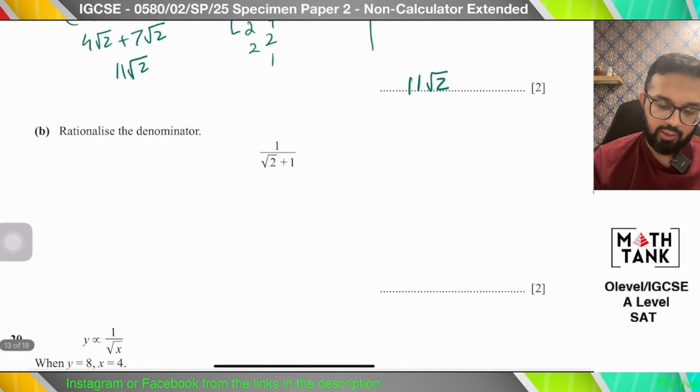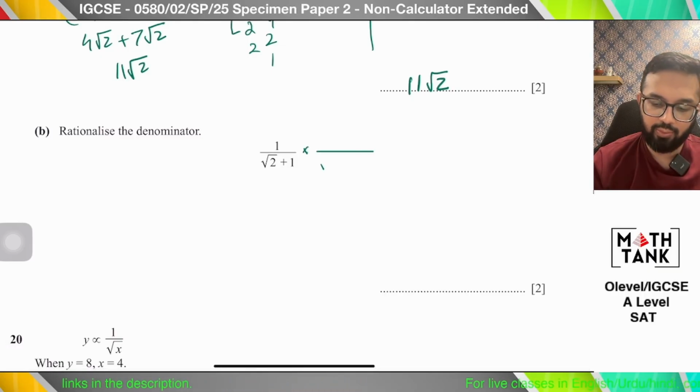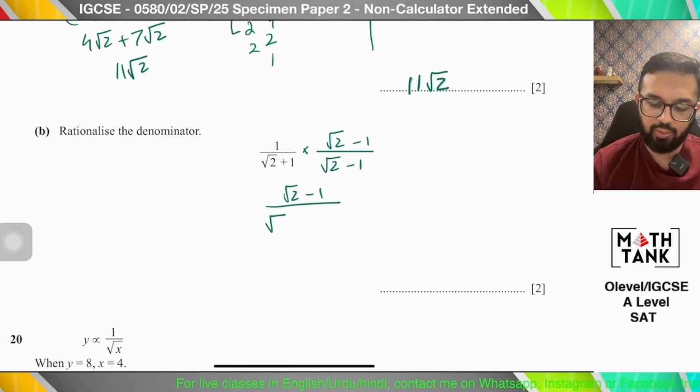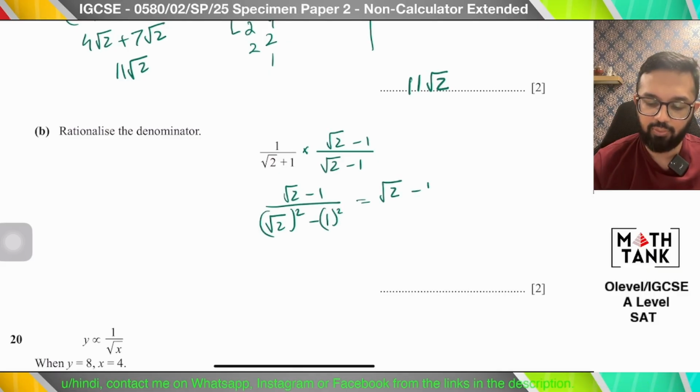Okay, then rationalize the denominator. How you rationalize is you multiply with the conjugate. So root 2 minus 1 and root 2 minus 1. So root 2 minus 1 over a square minus b square. I can see that happening in the denominator. A plus b into a minus b. 2 minus 1. So root 2 minus 1.